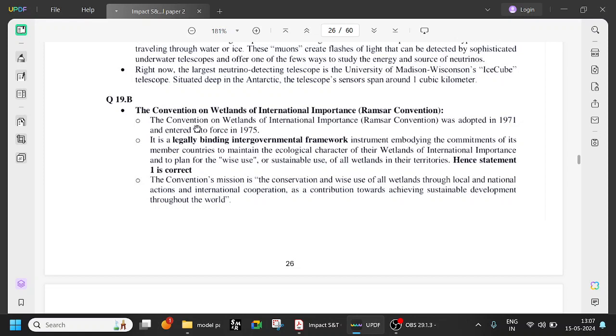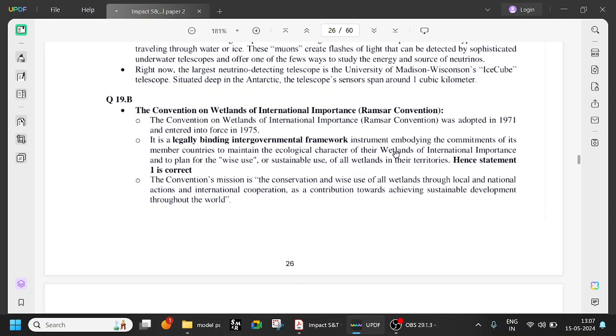The Convention on Wetlands of International Importance, which is the Ramsar Convention, was adopted in 1971 and entered into force in 1975. This Ramsar is in Iran. It's a legally binding international intergovernmental framework. Legally binding. This is very important because the Montreal Protocol and all, they are not legally binding. Try to observe the difference. This is a legally binding instrument embodying the commitment of its member countries to maintain the ecological character of the wetlands.